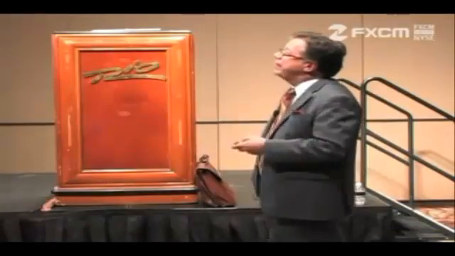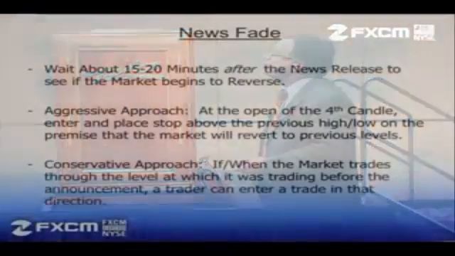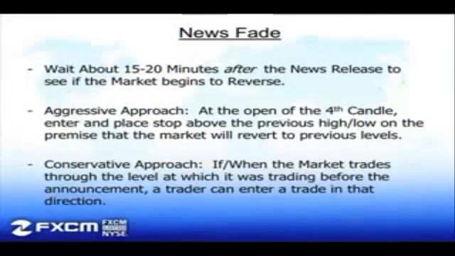There's two ways on the news fade. One is an aggressive approach, and that's at the open of the fourth candle. I'll show you charts on this. It sounds a little more tricky here than it is once you see the charts. At the open of the fourth candle, enter and place a stop above the previous high or low on the premise that the market will revert to previous levels. The more conservative approach is if and when the market trades through the level at which it was trading before the announcement, a trader can enter a trade in that direction.